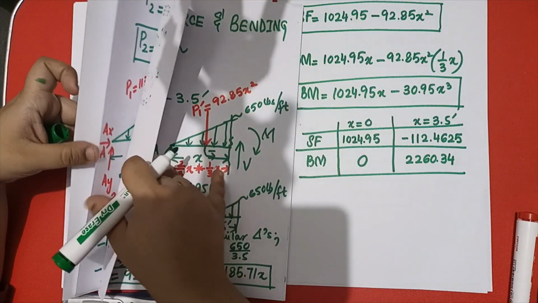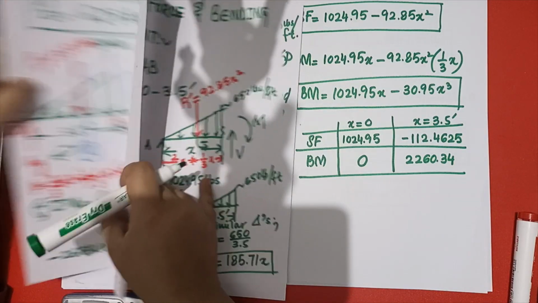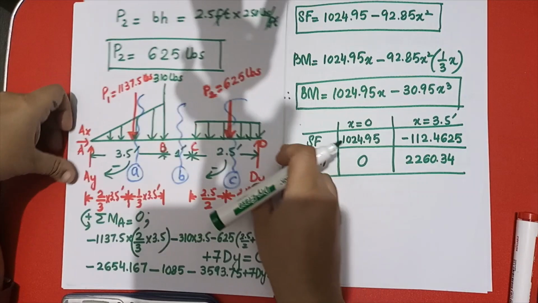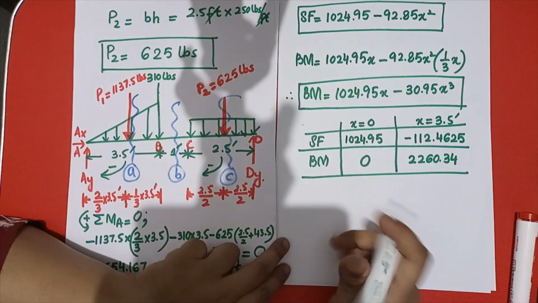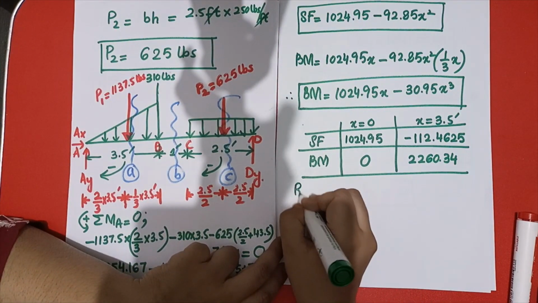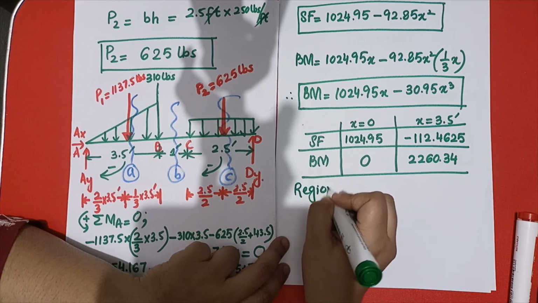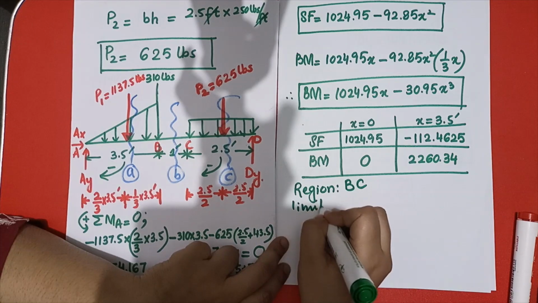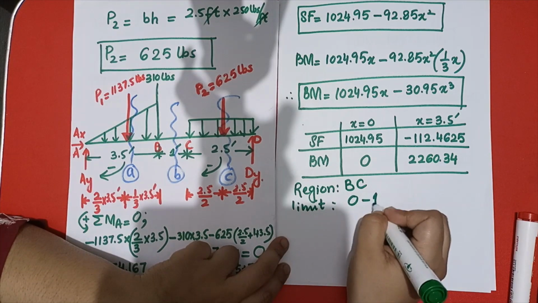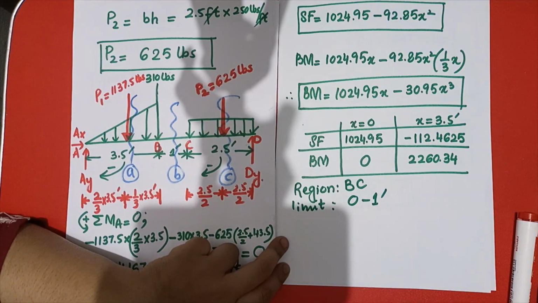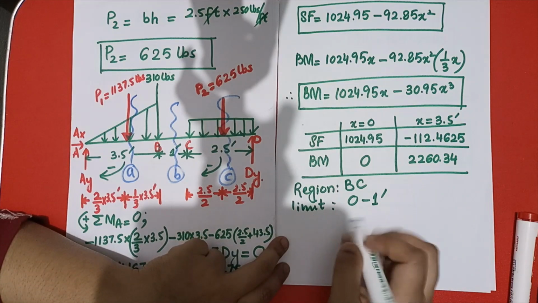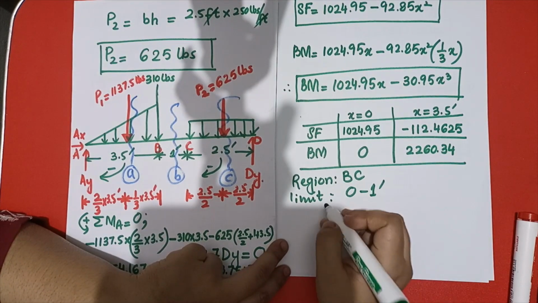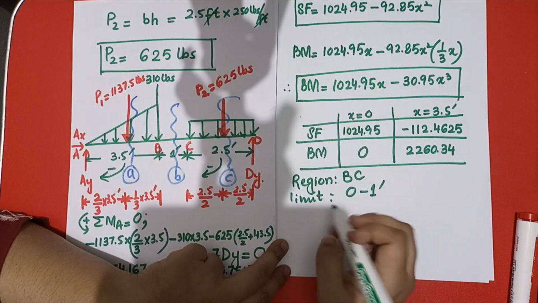So let me show you where is the diagram, and there is the region BC. So we are moving towards the region BC, and obviously for region BC, the limit should be 0 to 1 feet. So what we have to do here, how can we find it out? Let's check how we are going to do that. For the region BC, what will be its equation?